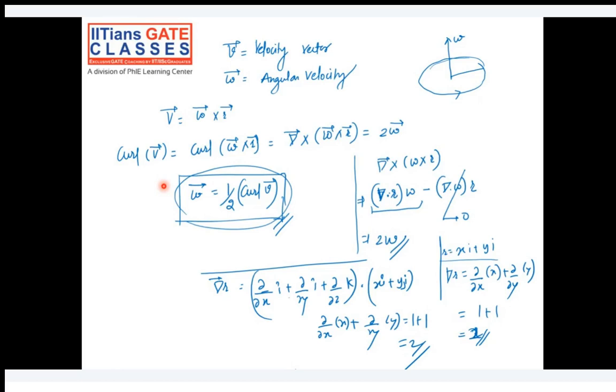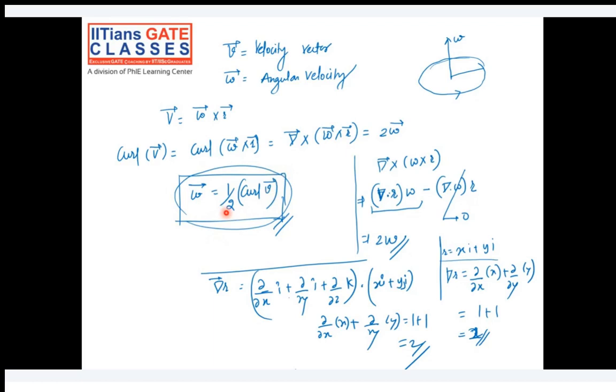How it is calculated, I'll explain. So in short, omega bar you can say is half of the curl of v bar. You might have studied this in physics: the angular velocity vector is equal to half of the curl of the velocity vector, or half of del cross v bar. So this is the formula.